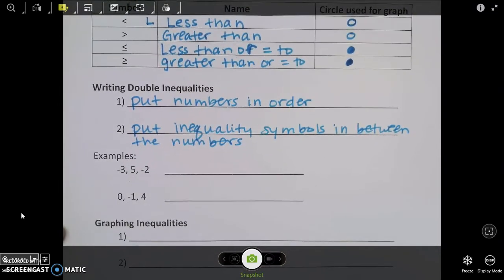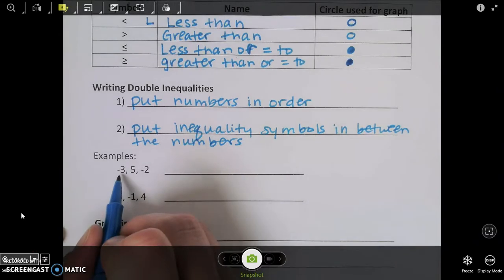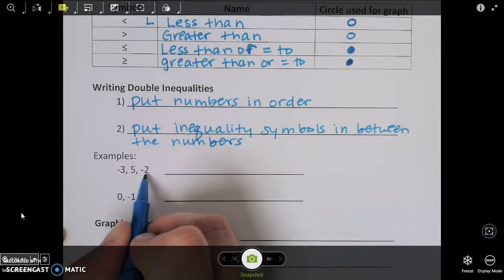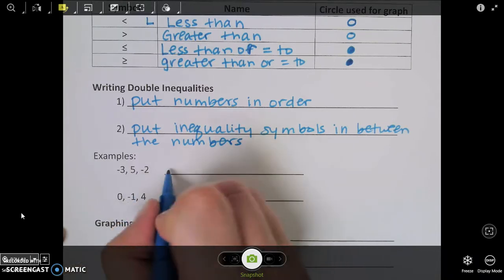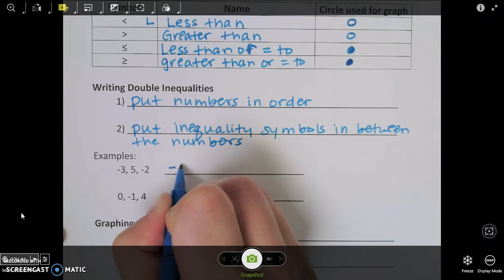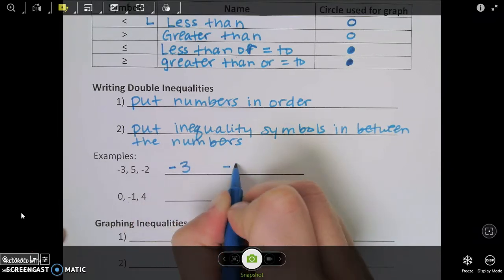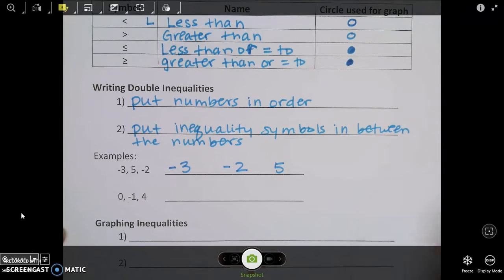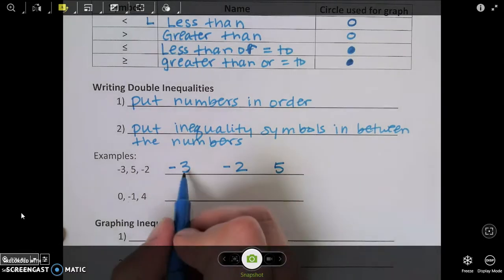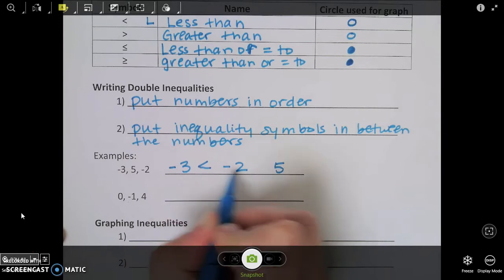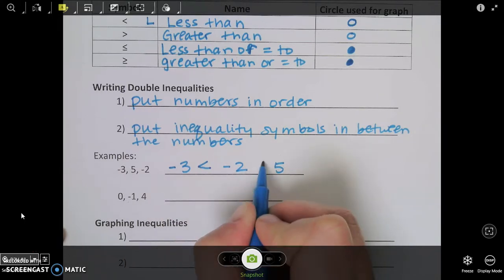So for example, if we are writing a double inequality for -3, 5, and -2, the first thing I'm going to do is put the numbers in order. I like to go from least to greatest, but you can do it the other way as well. So that would be -3, -2, 5. Notice how I left some space in between each number and I did not put any commas. That's because I have to fill in those spaces with the inequality symbols. So -3 is less than -2, and -2 is less than 5.